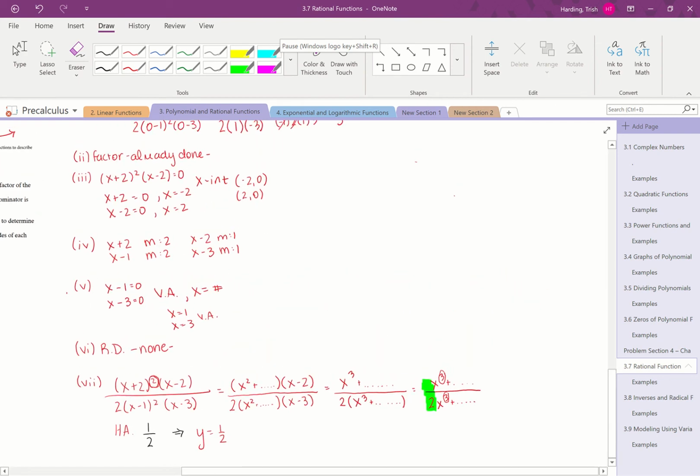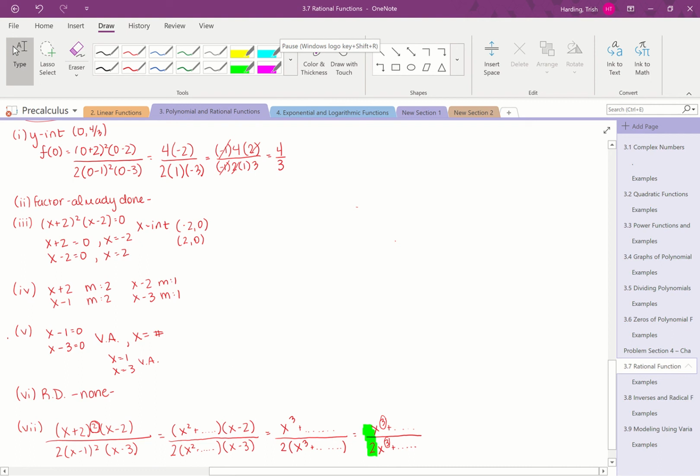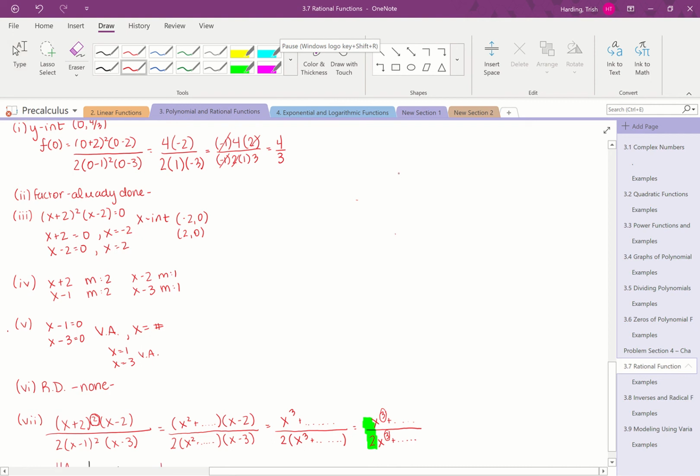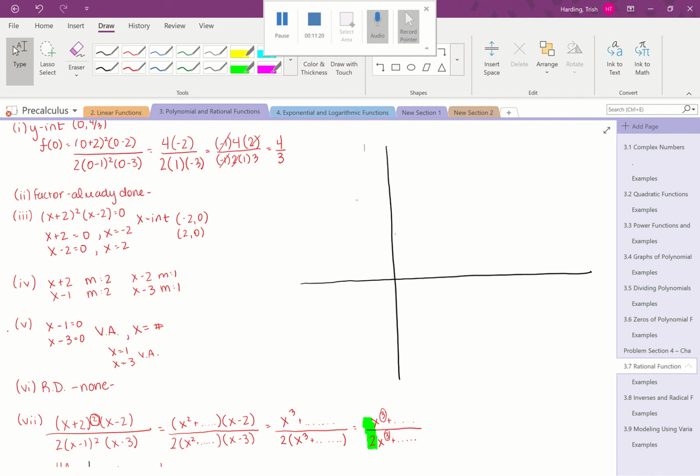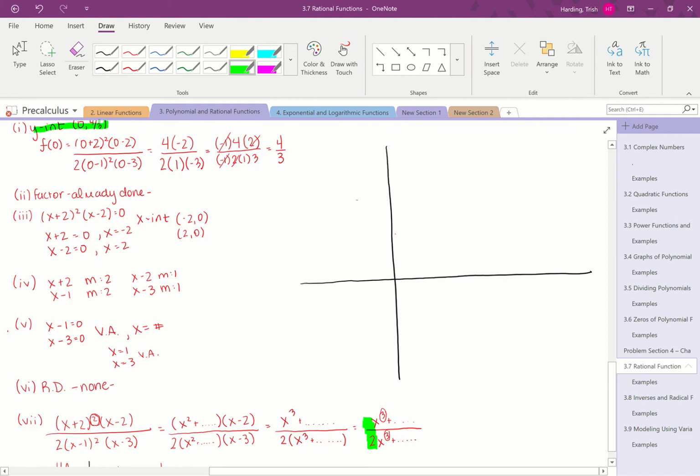Okay, now I'm going to zoom out, and we are going to have a look at how to graph this. I will do this with some black ink here. Okay, the first thing I'm going to do is look at my y-intercept.